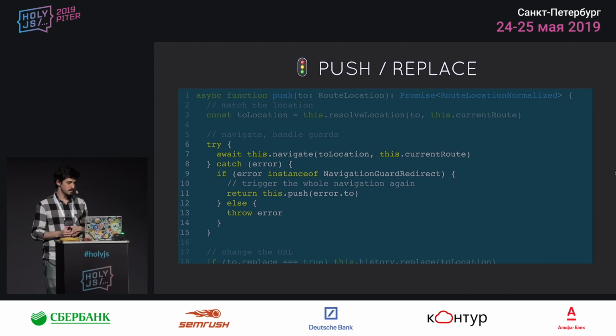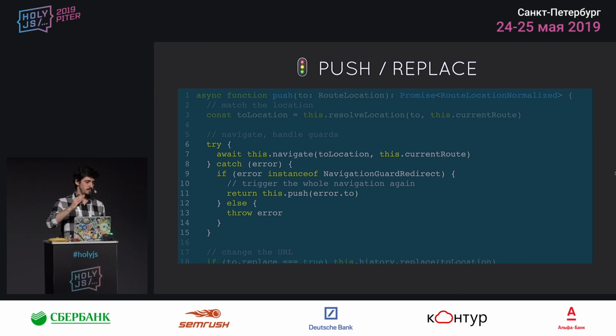This navigate is going to contain all the logic for the guards, the navigation guards. So it's going to pass the to location, normalized, and the current route. And then we have the catch error, where we can have many things, and we're going to see the type of the error to handle it differently.